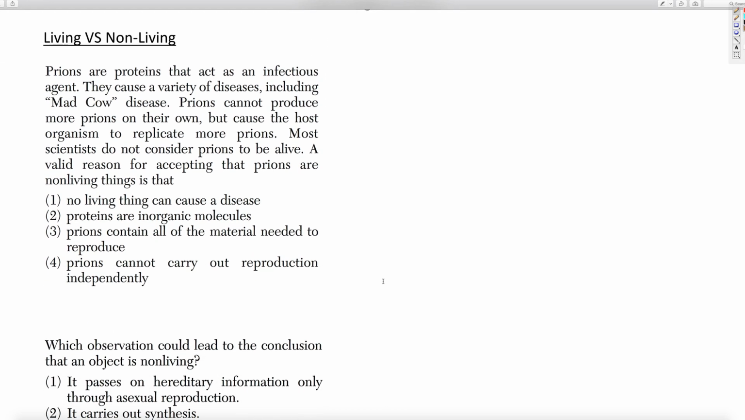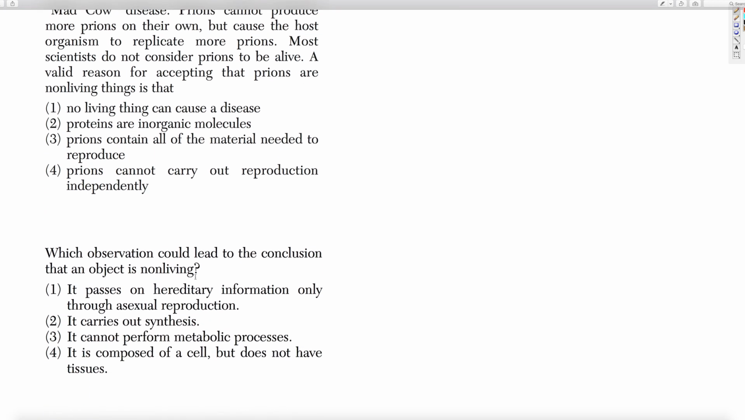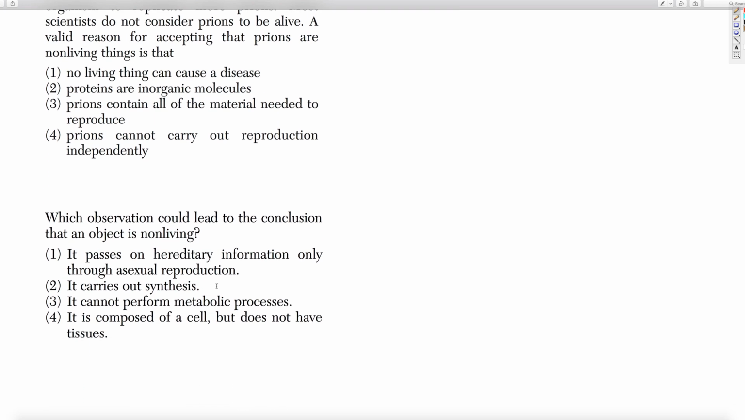So then you have these 2 questions here. Now, if you're doing this for the first time, stop now, try these 2 questions, put it on pause, then do them, because I'm going to fly through them. We have these things. They're not considered to be alive. A valid reason is because they don't carry out reproduction independently. That's exactly that. And then which observation could lead that something's not living? It doesn't do metabolic processes, number 3. So I guess we're saying that that's one of the life functions that it would need to be able to do. That would be number 3.